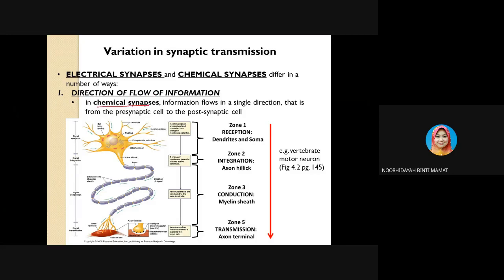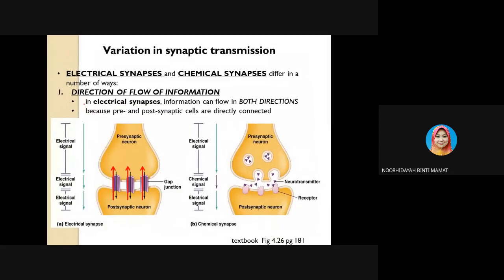In the chemical synapses, the information flows in a single direction only. That is from the presynaptic cell to the postsynaptic cell. Only one direction. While in the electrical synapse, the information can flow in both directions.